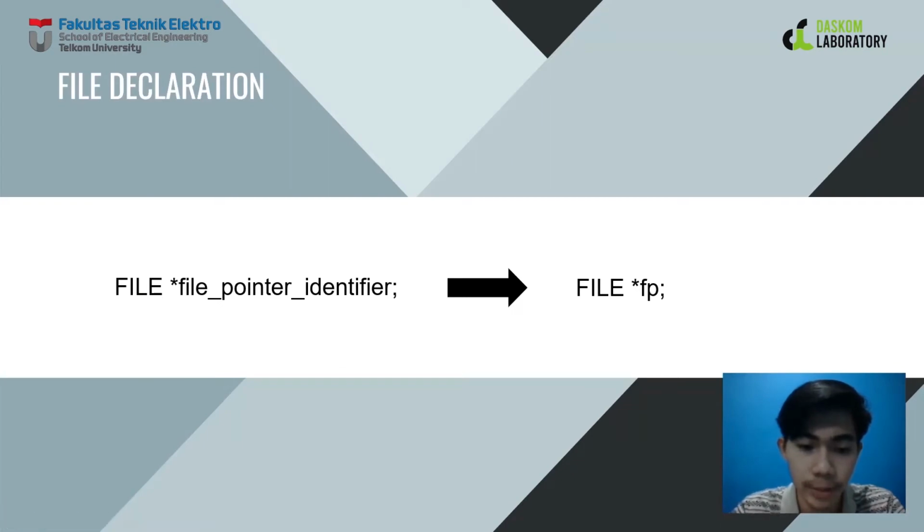The first thing that must be done to get information from the file structure is declaring a pointer that will point to the file structure. This pointer is called a file pointer. The general form is like this: FILE asterisk file pointer identifier. You can fill in the file pointer identifier with whatever you want. Here for the example: FILE asterisk fp.